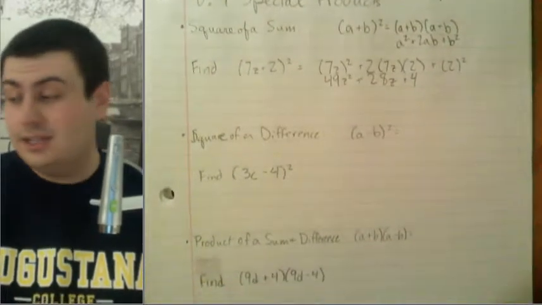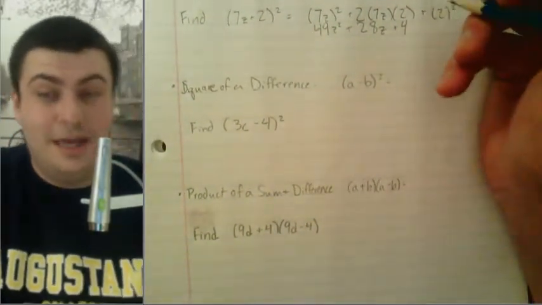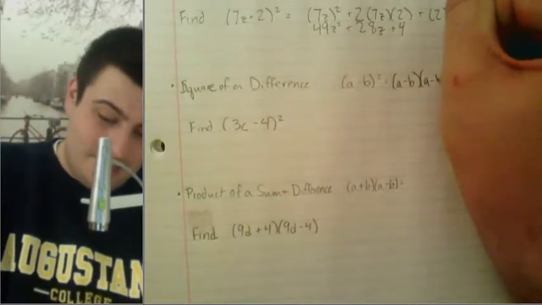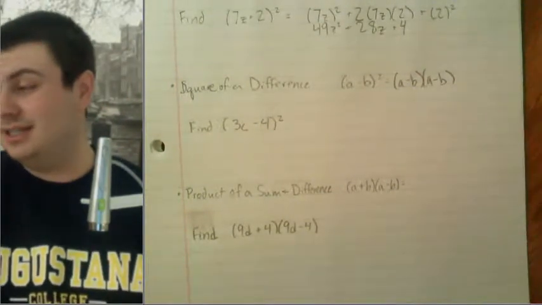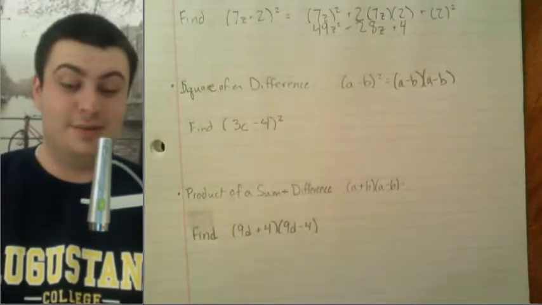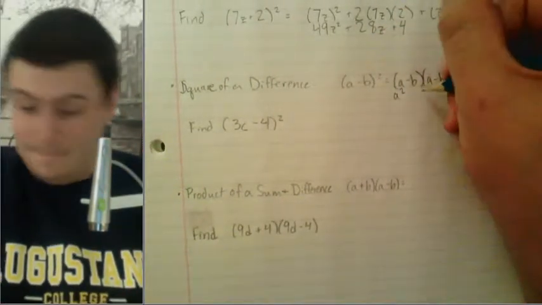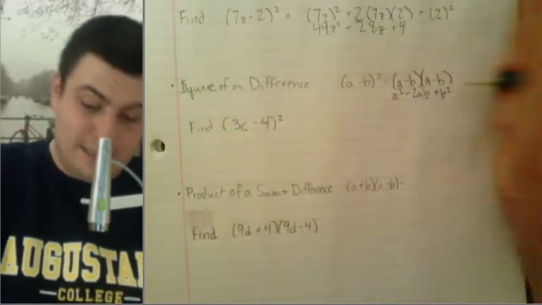Now, we also have a special way to remember a square of a difference. If we have the group a minus b squared, that's like saying we have a minus b times a minus b. Now, this is very similar to a perfect square sum in that we have a squared, except now it's minus 2ab, but still plus b squared at the end.